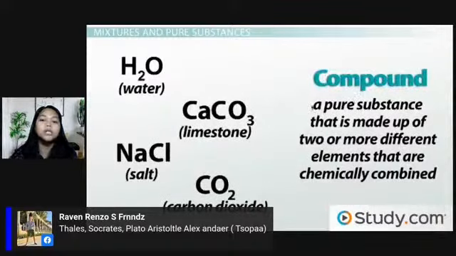Now, compounds are a pure substance that is made up of 2 or more different elements that are chemically combined. Okay, so say you have water. You have H2O, two atoms of hydrogen, an atom of oxygen. You have calcium carbonate, limestone. You have sodium chloride, no, salt. You also have carbon dioxide. So these are compounds, combinations of elements. That's your compound. But still, it is a pure substance.